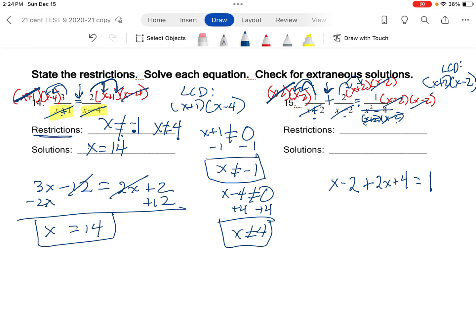I'm going to come back and do my restrictions. Here was x plus 2. Can't be a 0. Subtract 2, subtract 2. X can't be a negative 2. Here, x minus 2 can't be a 0. So x can't be a positive 2.